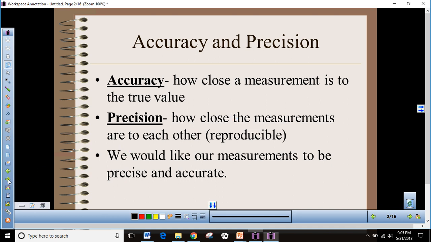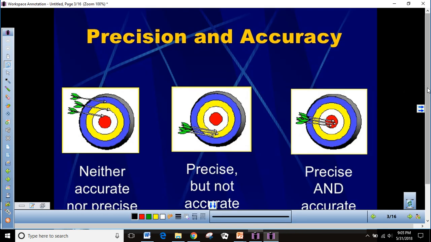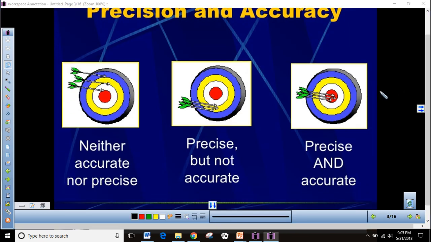So the next slide I think shows really well, in my opinion, the difference between the two. If you're throwing darts, and if you throw darts like me, you're kind of all over the place. So this is not being accurate or precise because I'm all over the place with my measurements or my darts. Here I'm hitting about the same spot every time, not exactly the true area that I want, and that would be being precise. And if you hit the target every single time, you're precise and you're accurate. So again, precision is more repetition, and accurate is getting that true value.